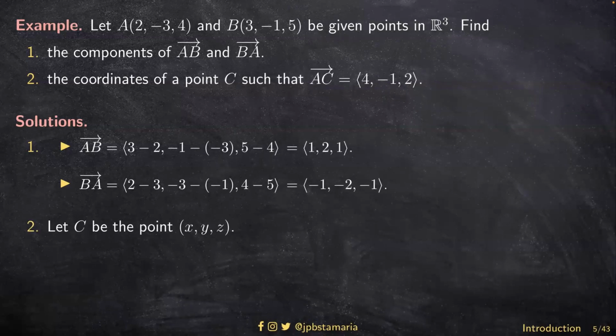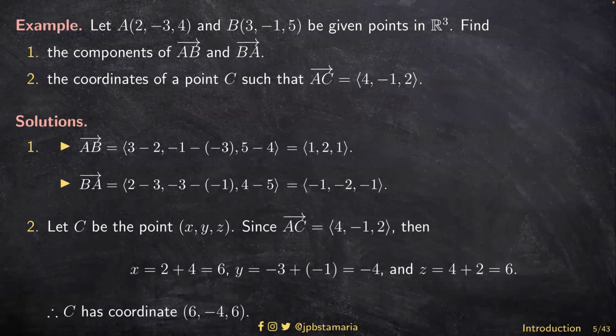So let's see with the point x, y, z. We are now at number 2, right? We're looking for the coordinates of the point C so that the components of the vector AC are 4, -1, and 2. Since AC is 4, -1, 2, it means that when you add these components of AC to the coordinates of A, you should get the components of C. So the missing x can be obtained by simply adding this component to the coordinate of A, 2 plus 4, which is 6. Similarly, y should be -3 plus -1, so you get -4. And z should be 4 plus the component 2, so you get 6. So C has the coordinates 6, -4, 6.